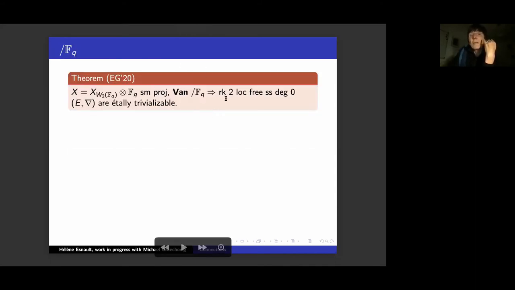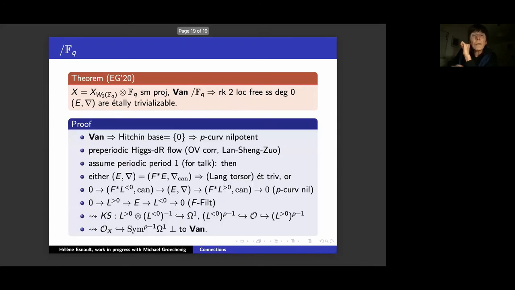So let us assume we have the vanishing condition. Then the conclusion is, so it's of course a strong condition, the conclusion is that any rank two locally free semi-stable degree zero flat connection is étale trivializable. So let me show you this. And I will make just one case for the purpose of the lecture here.